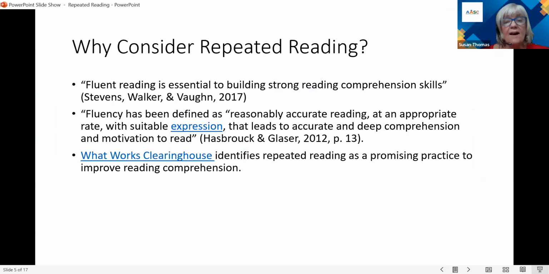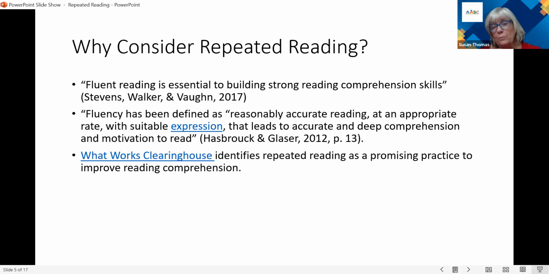Why would you want to consider repeated reading? Remember that fluent reading is essential for building strong comprehension skills, so we want interventions that work. I like this quote: fluency has been defined as reasonably accurate reading at an appropriate rate with suitable expression that leads to accurate and deep comprehension and motivation to read. I really like the end of that statement, because when students are fluent, they're more motivated to want to read.